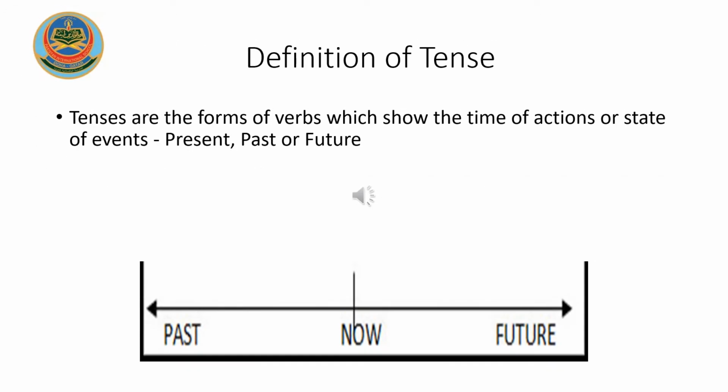My dear students, whenever we talk about tenses, the first question that comes to our mind is, what are the tenses? Tenses are the forms of verbs which show the time of actions or state of events. They have three forms: present, past, and future.